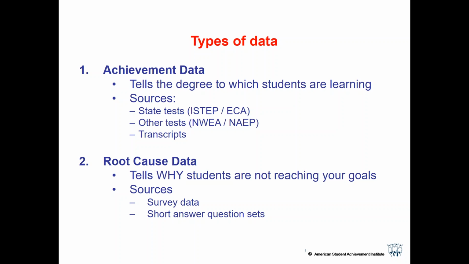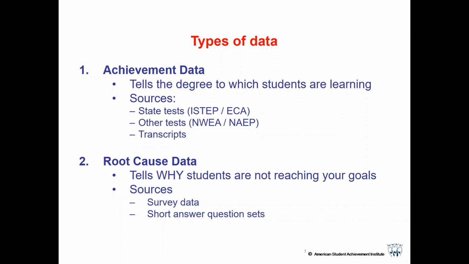Achievement data tells us the degree to which students are learning. So it's math data and language arts data and science data. Sources of achievement data are state tests like ISTEP and ECA, and other tests that your schools may give like NWEA or NAEP. Also student transcripts, so we can look at report card grades or credits or things like that.